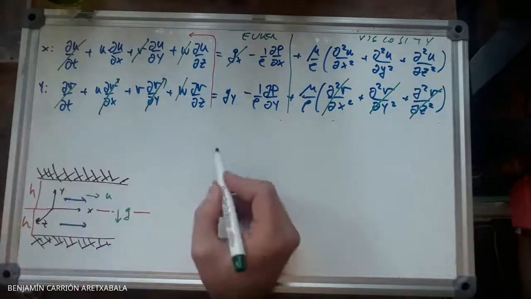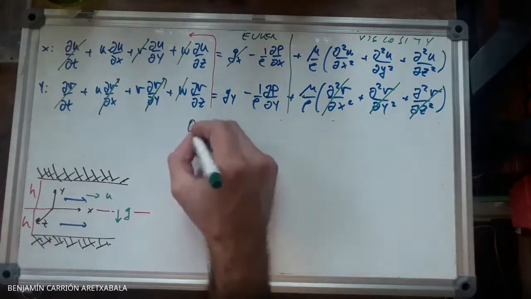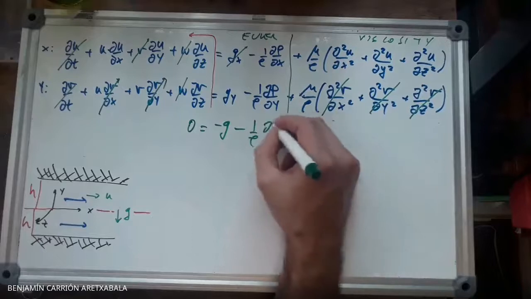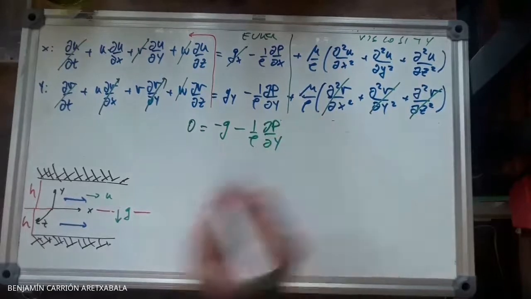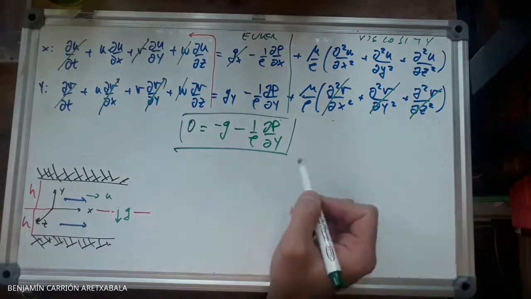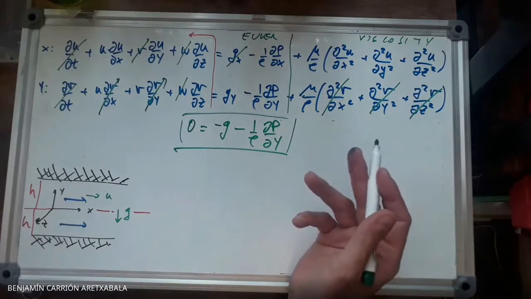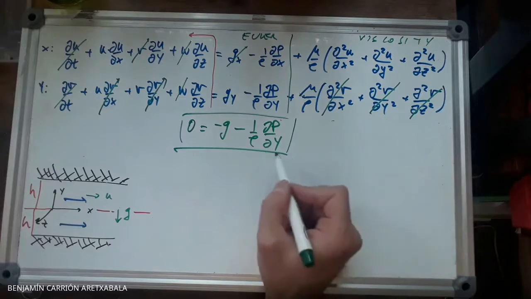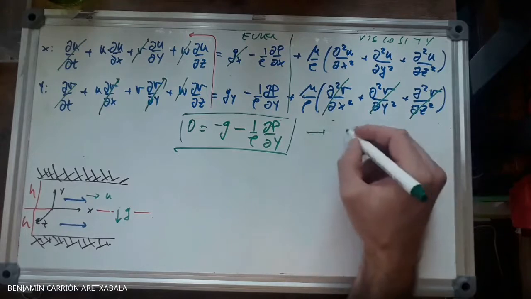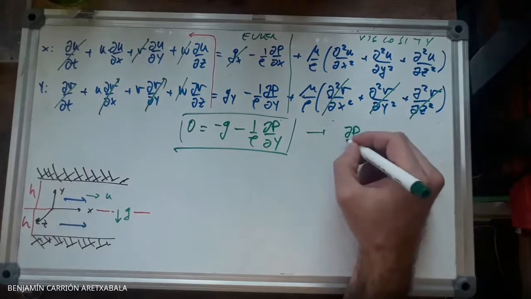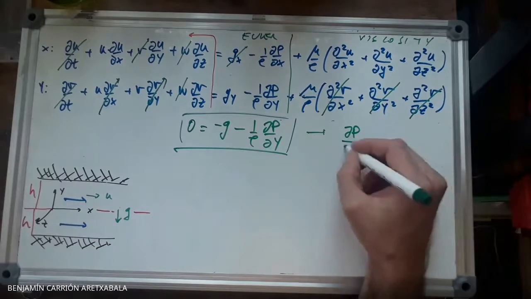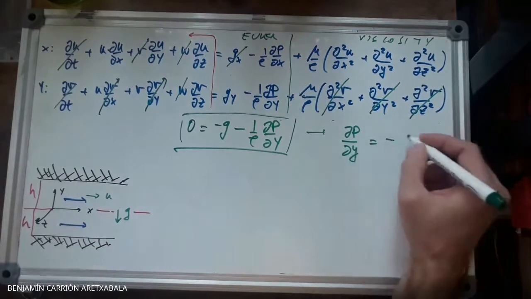So in the second equation, you end up with 0 is minus g minus 1 over rho dp over dy. Again, y is going up. So you might recognize this. This is just the hydrostatic equation, right? Is it clear for everyone? Basically, this is telling you that dp over dy is just minus gamma.